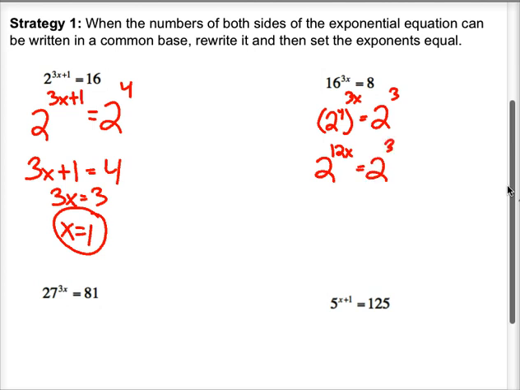And now again, I've accomplished my goal. They're both written in a common base, so all I do is I set those exponents equal to each other. It's the only way that this can be a true statement. Now divide by 12. I get x is 1/4.